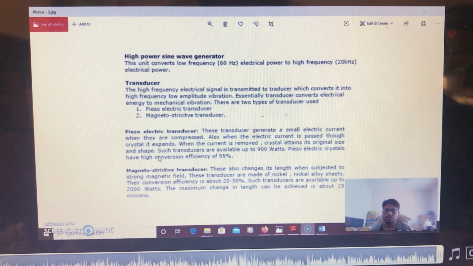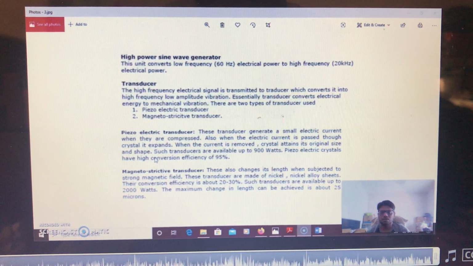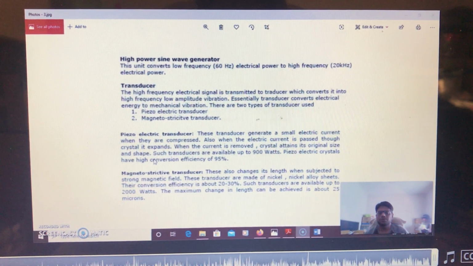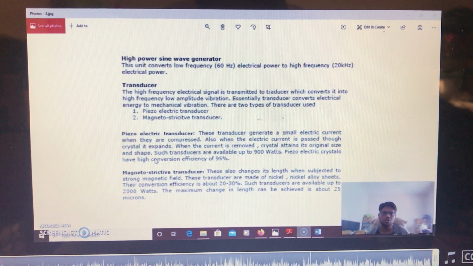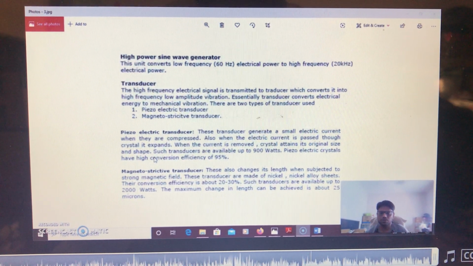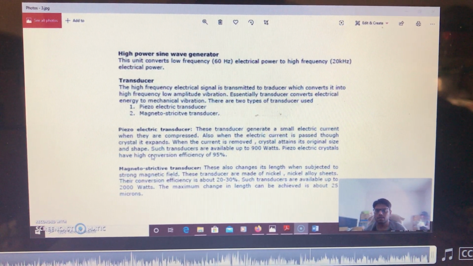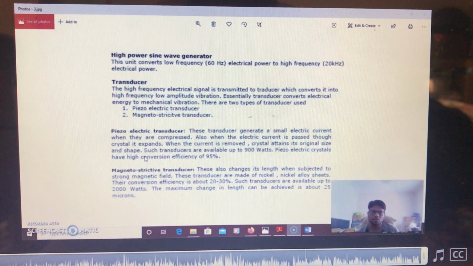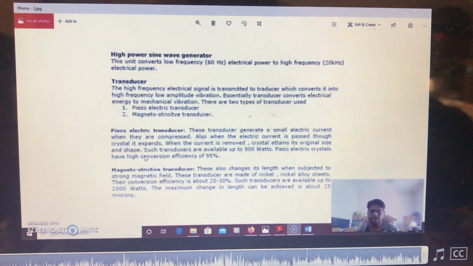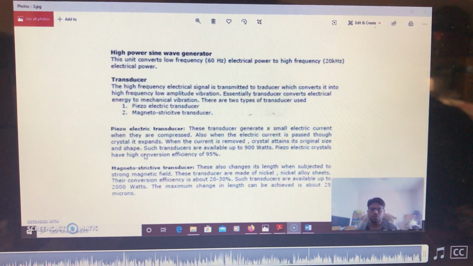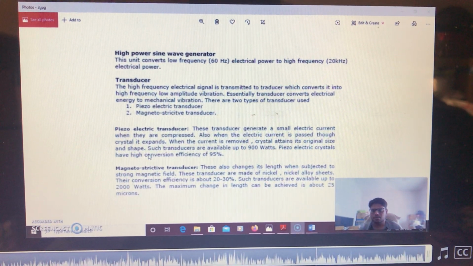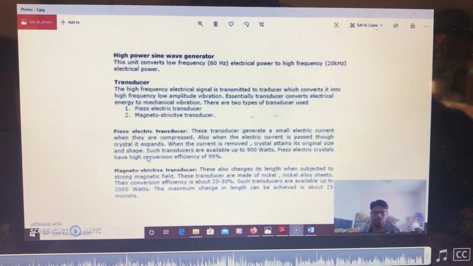The main heart of the ultrasonic machine is the transducer. The main function of the transducer is to generate a high frequency from a low frequency. The unit converts the low frequency, that is 60 Hz, normally the electrical power in our home, into high frequency 20 kilohertz electrical power. Only in ultrasonic machining the main component is the transducer. The rest of the things are common.